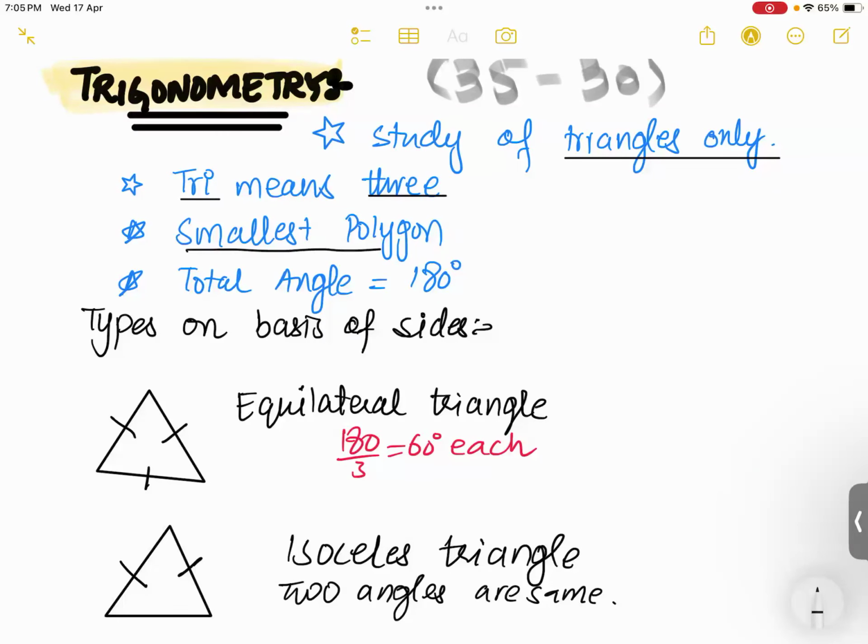It is the smallest polygon of math because it has three sides, and a polygon is what? Having three or more sides, and it must be closed as well. The total angle of a triangle is 180 degrees, and we have three sides as well.